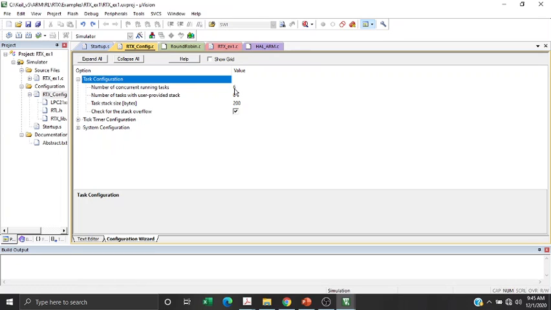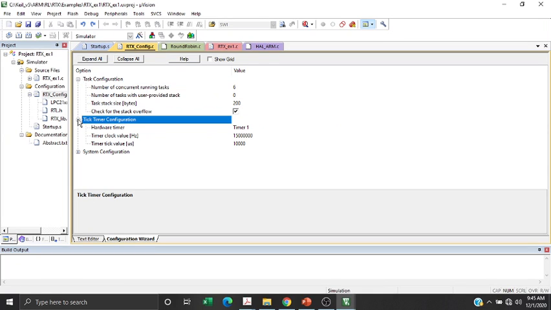So you want to restrict the number of tasks to 6. Then the number of tasks with user-provided stacks. Is there any private stack you want to assign, so that some manipulation can be done at the task level? Otherwise, the normal stack size is 200 bytes, which you can again manipulate. Maybe some data structure in some task requires a higher number of bytes, so an additional 50 bytes or whatever you want. So a private stack can also be made available.